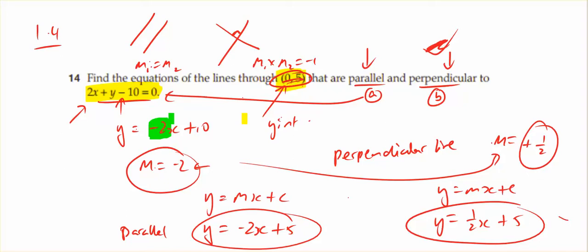It's asking, how do I get a gradient that's parallel, which is the same gradient, and how to get a gradient that's perpendicular, which is you flip the gradient and change the sign. And you're obviously wanting both lines to pass through the point (0, 5), which happens to be a y-intercept, so that's why you go -2x plus 5 and 1/2 x plus 5. Okay, hopefully that makes sense.